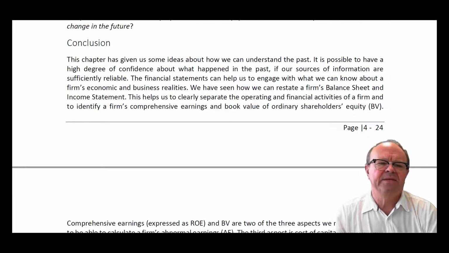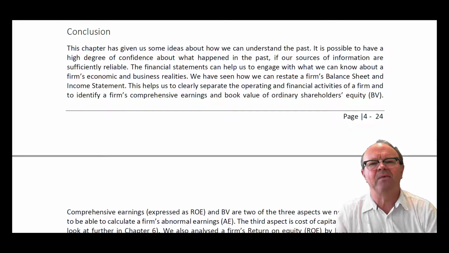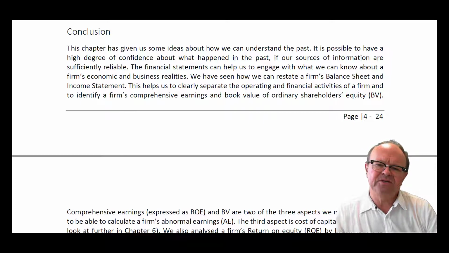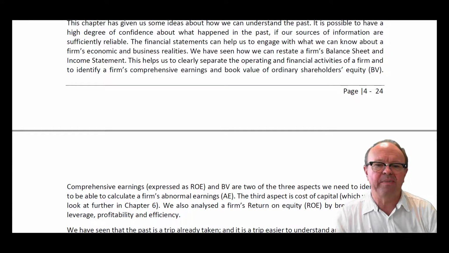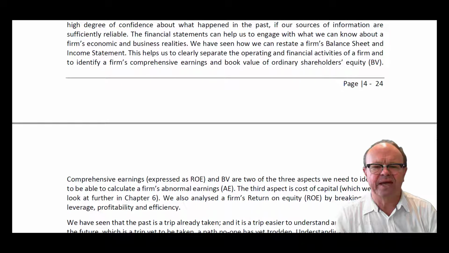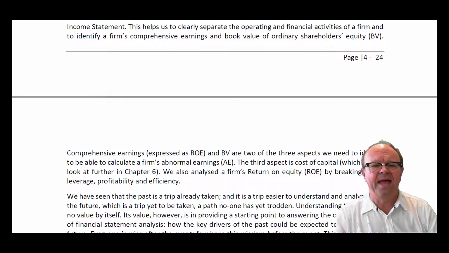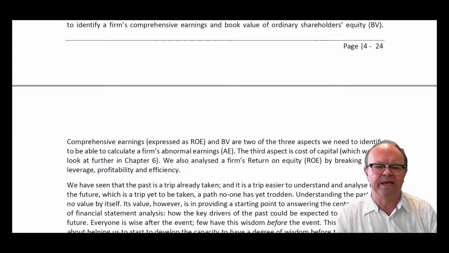Conclusion. This chapter has given us some ideas about how we can understand the past. It is possible to have a high degree of confidence about what happened in the past, if our sources of information are sufficiently reliable. The financial statements can help us to engage with what we know about a firm's economic and business realities. We've seen how we can restate a firm's balance sheet and income statement. This helps us to clearly separate the operating and financial activities of a firm and to identify a firm's comprehensive earnings and book value of ordinary shareholders' equity.